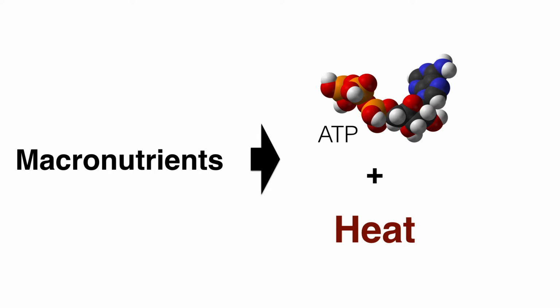The main product of using food for fuel is ATP, or adenosine triphosphate, which our cells can then use to do work, from muscle contraction to the conduction of a signal along a nerve. Heat is, for us, usually a fortunate byproduct of generating ATP.